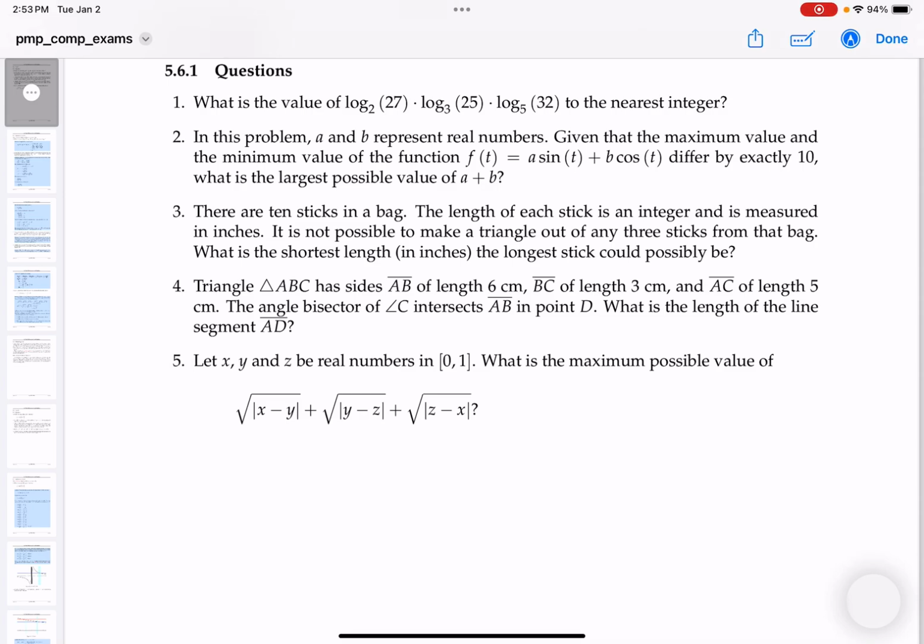All right, for number 3, it's a triangle problem. And certainly reading it, there's a triangle ABC. The side AB has a length of 6 centimeters. The side BC has a length of 3 centimeters. And AC has a length of 5 centimeters. It goes on to say the angle bisector of angle C bisects the side AB at point D. What is the length of the line segment AD?